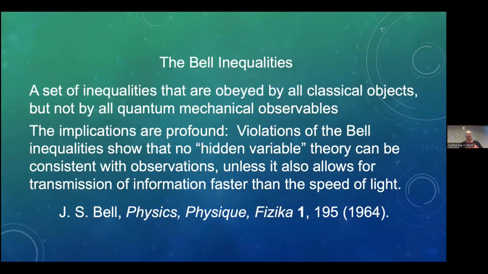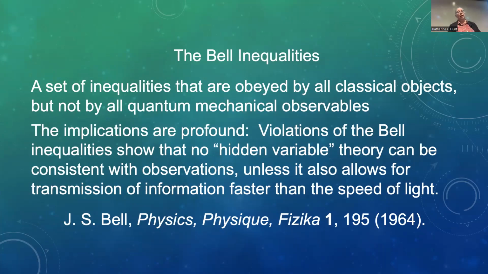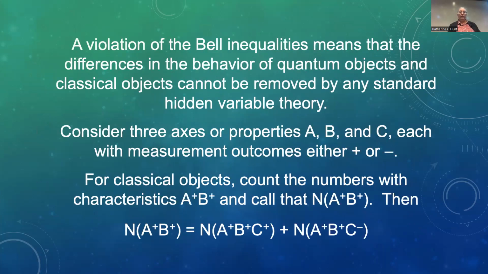So I'd like to talk about the Bell inequalities to start. The Bell inequalities are a set of relationships that are obeyed by all classical objects, but in some cases not by quantum mechanical objects. The reason the Bell inequalities are so important is that if they are violated, as they are by some quantum mechanical cases, that means that no hidden variable theory can possibly be consistent with observations unless it also allows for faster than light transmission of information. So really a profound implication of the Bell inequalities. That means no standard hidden variable theory can possibly remove the inconsistencies.